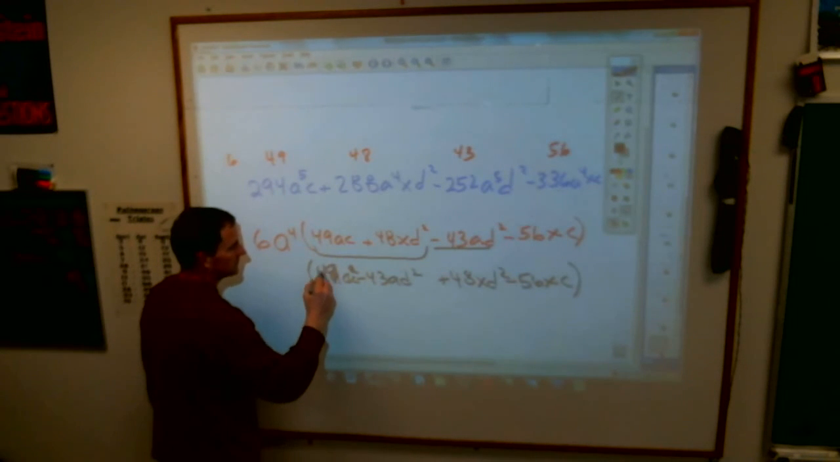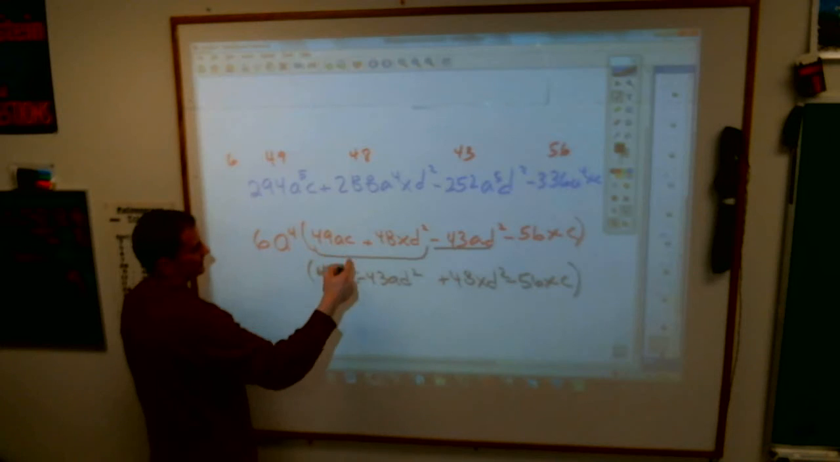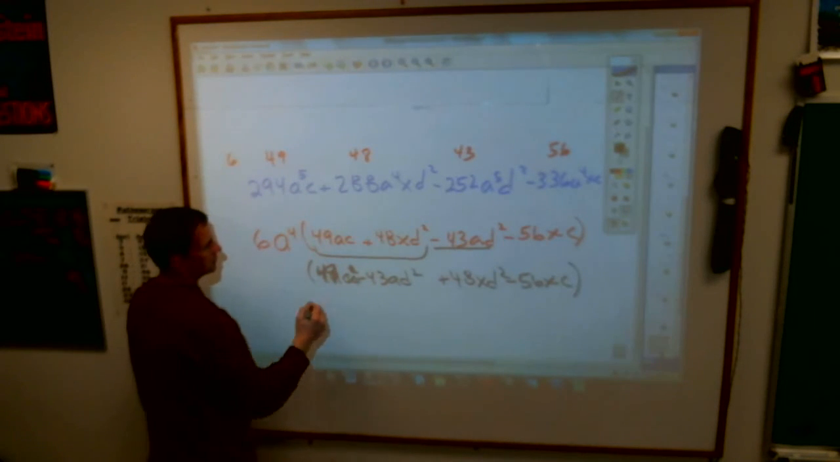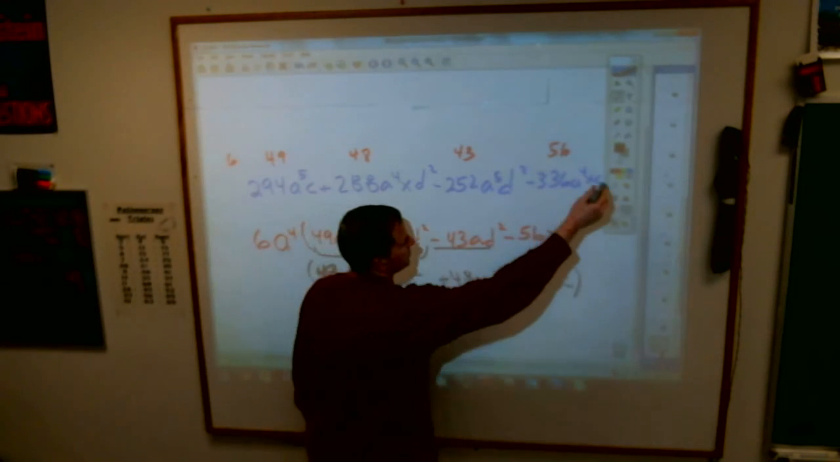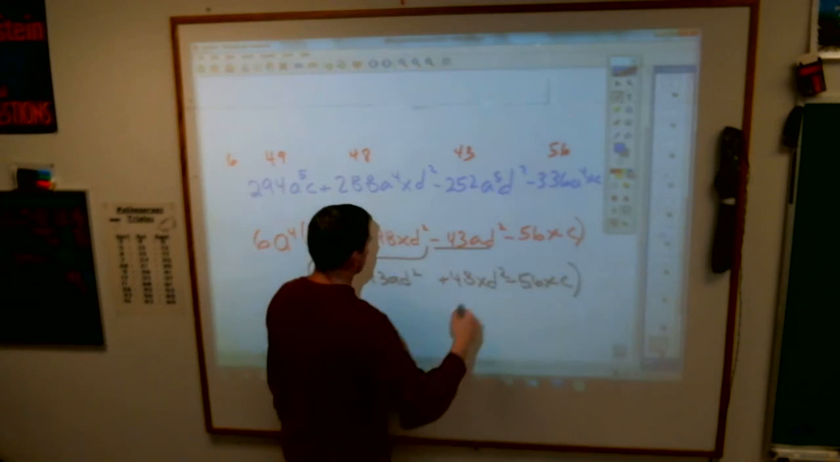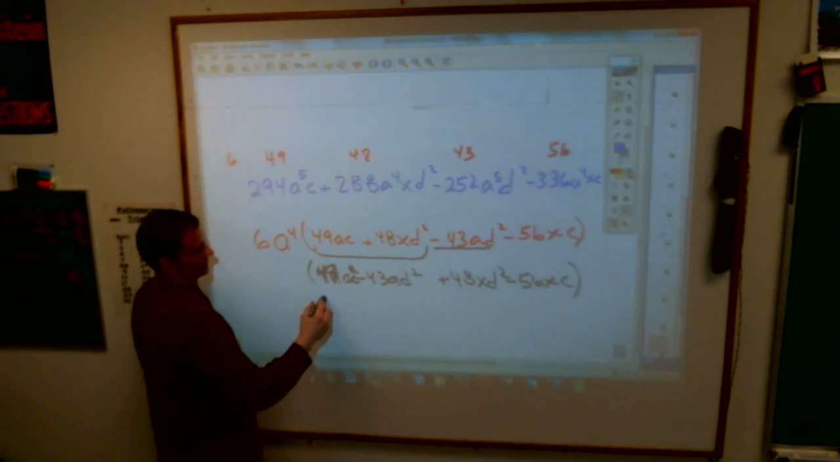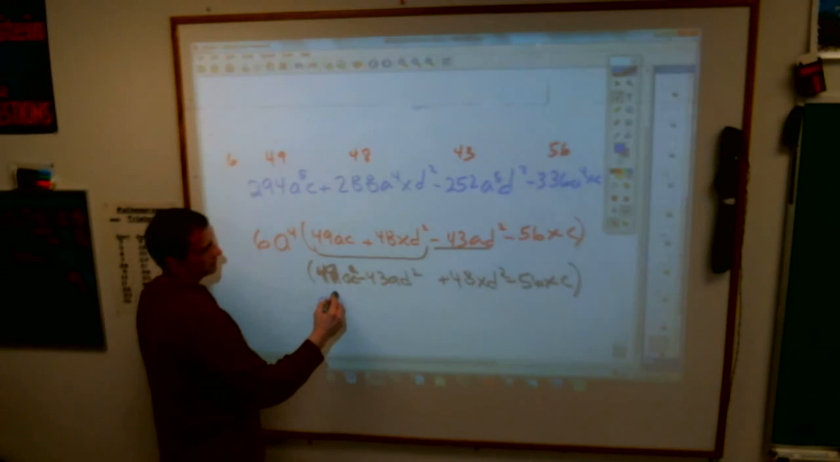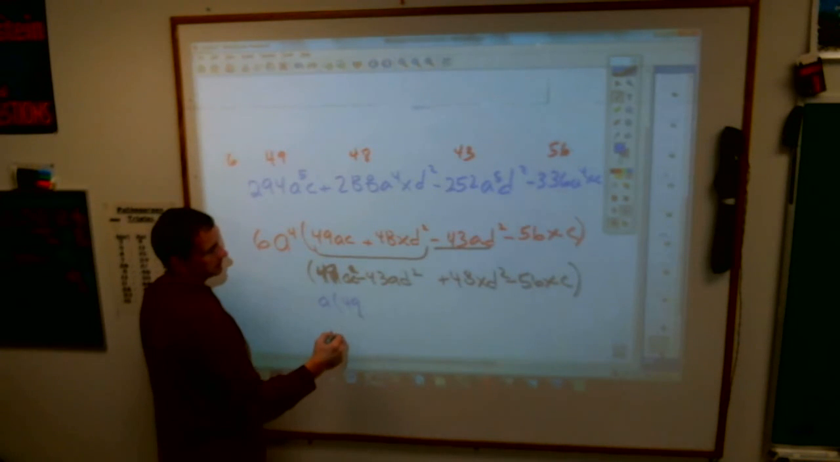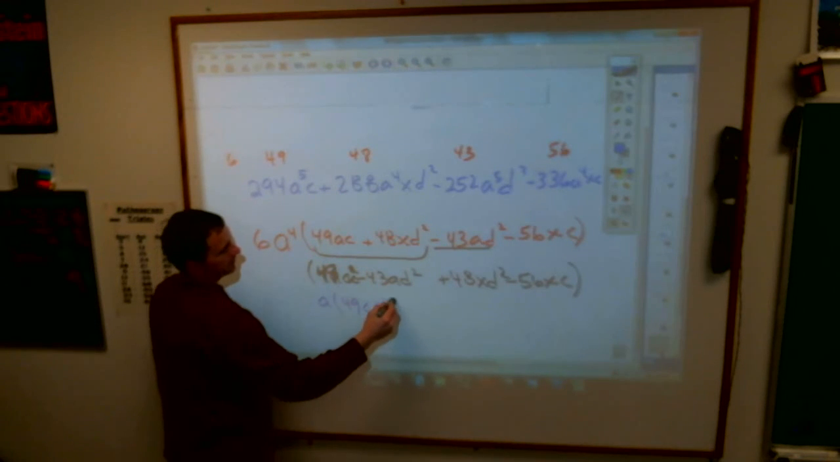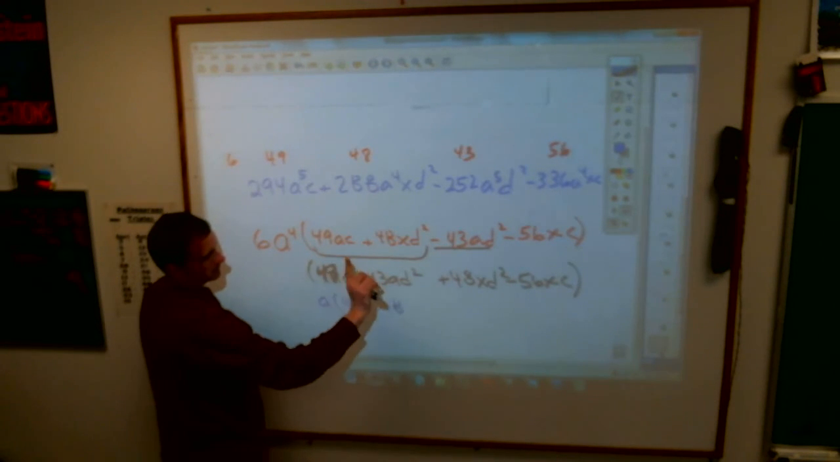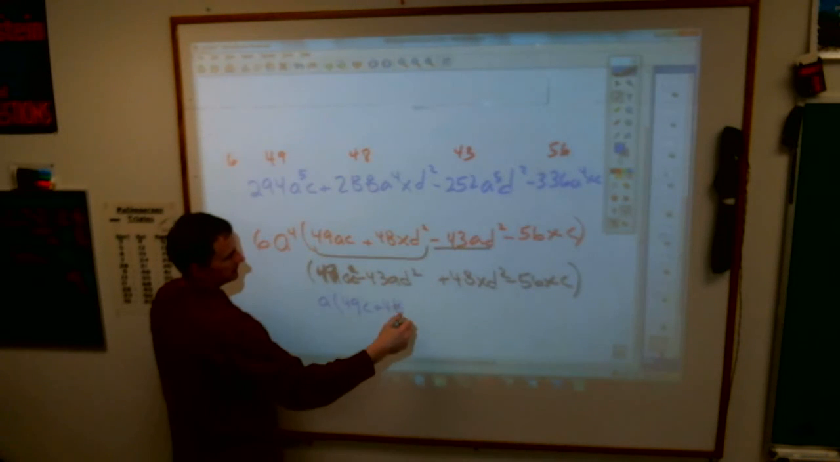Honestly. Okay, 49AC. So if I factor something, what can I take out of those two? They both have an A, right? Yes. So if I take an A out, I'm left with the 49, the C, plus 48. Did I take out the A?